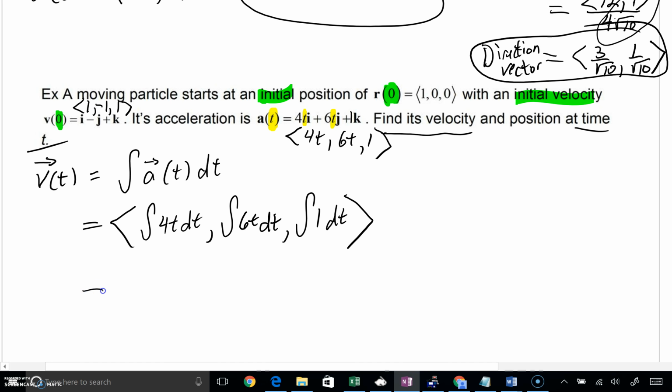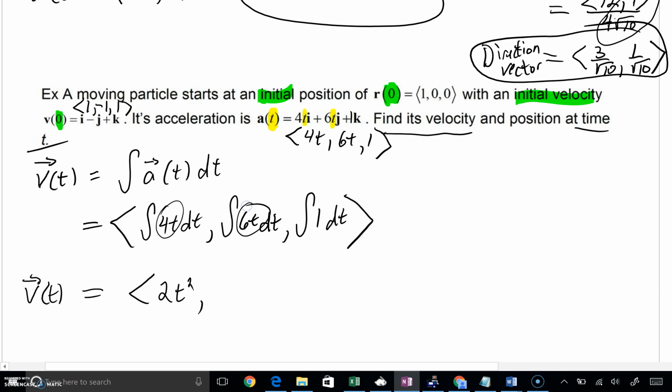And what do we get? Well, we're going to see that our velocity vector is going to be the antiderivative of 4t. Bump up your power to a 2, and divide. You'll get 2t squared.